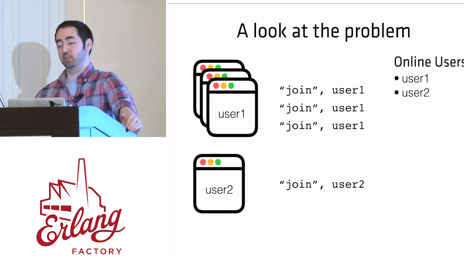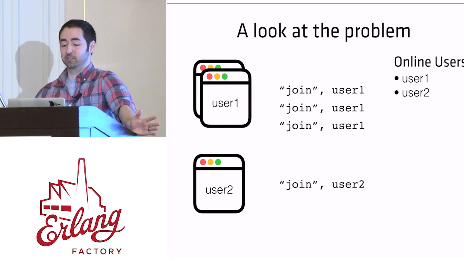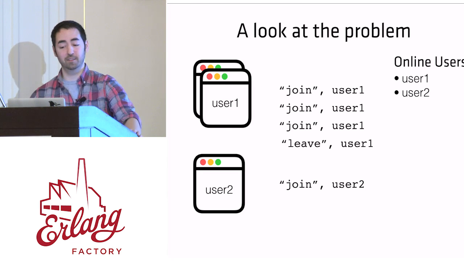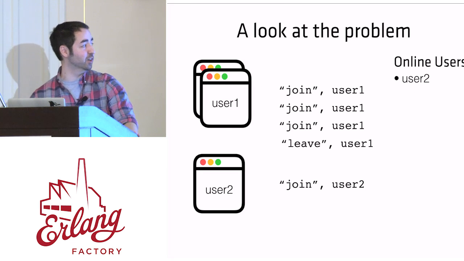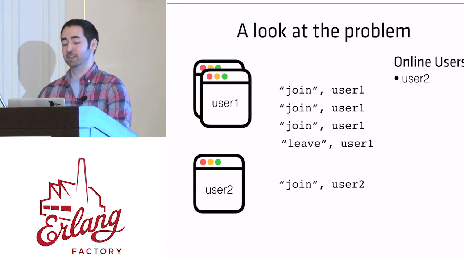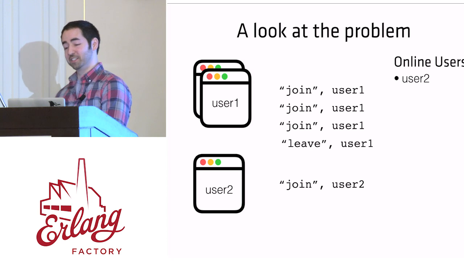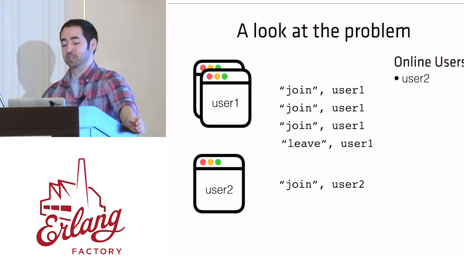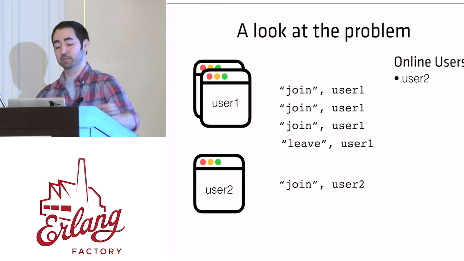So at this point, you can have the client dedupe, but what happens if user 1 closes that browser tab? The server is going to broadcast a leave, and we're going to remove them from the online list, but they're still there. So a user hasn't left until all their presences have left. So there's an extra layer here where you have unique presences for the same user.